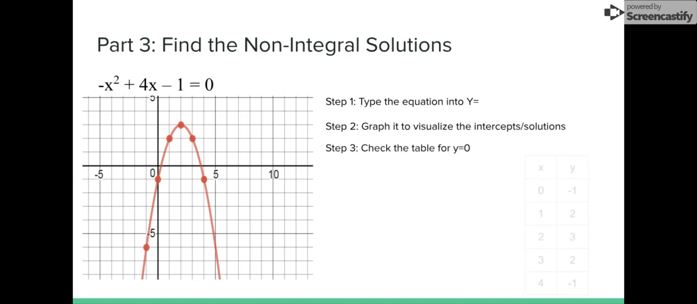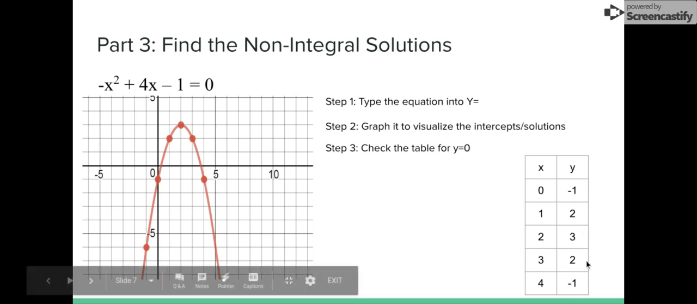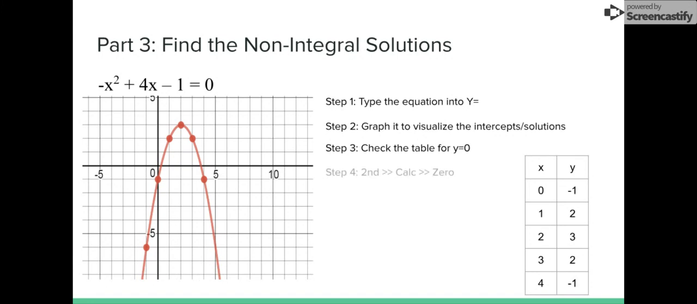I still check the table. I make sure, especially on the graphing calculators, it's really hard sometimes to tell if it's going to cross right evenly or not because those pixels on the thing are so big. But if I pull up the table, I'll notice y never equals 0. It goes from -1 to +2, which means 0 is between there. So I know 0 is between 0 and 1. And then it goes from 2 to -1, which means my 0 is going to be between 3 and 4.